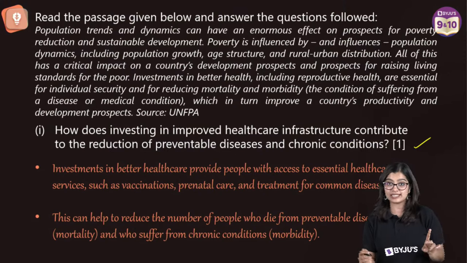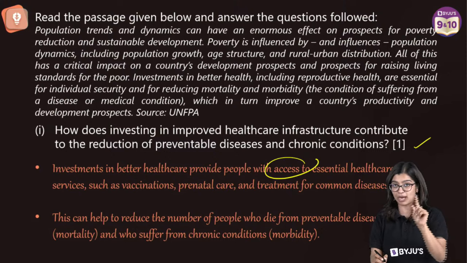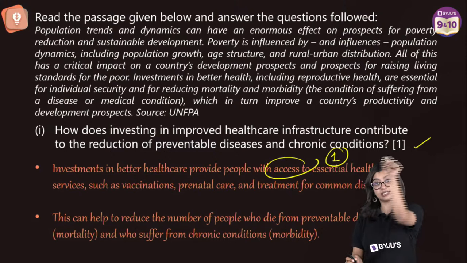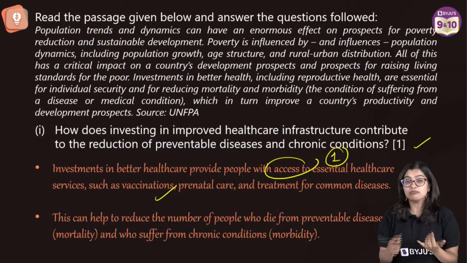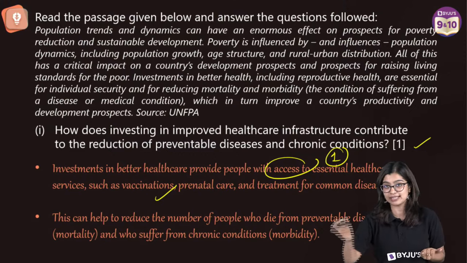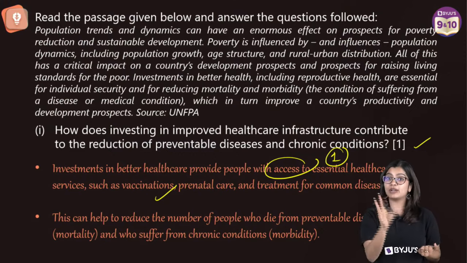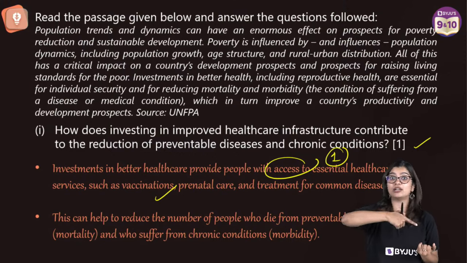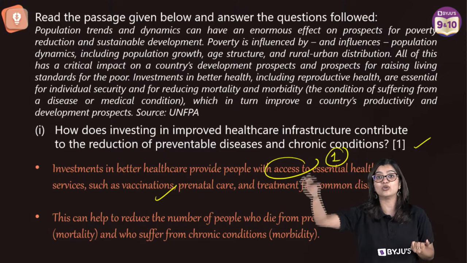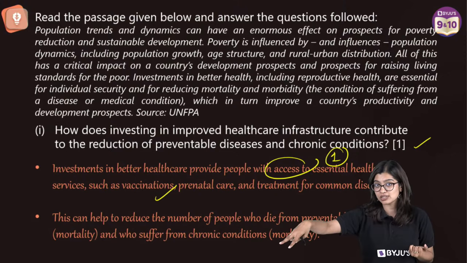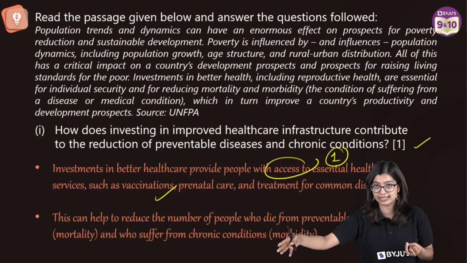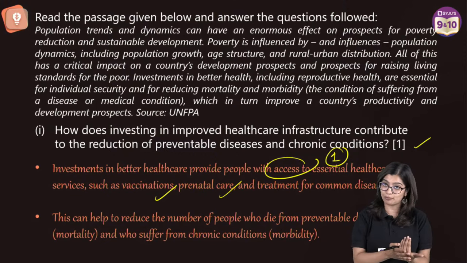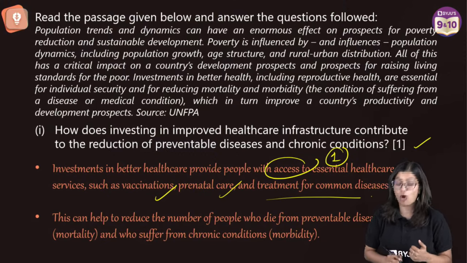So thereby, what do we see? Accessibility is step number one, having access to such services. Now, what do these services include? It means that we need to get vaccinated. COVID was the best example that I can give you. COVID was a worldwide pandemic, but we were able to tackle it because of our ability to have knowledge, our ability to do research. We had those resources available to us and people were vaccinated. So vaccinations are also important. Prenatal care in the case of pregnant women and treatment for common diseases.